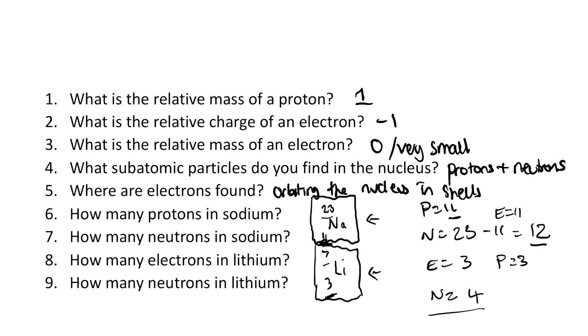So we've now looked at atoms, what you find in an atom, and the masses and the charges of all the subatomic particles, and also how you work out the proton number, the neutron number, and the electron number in an element.